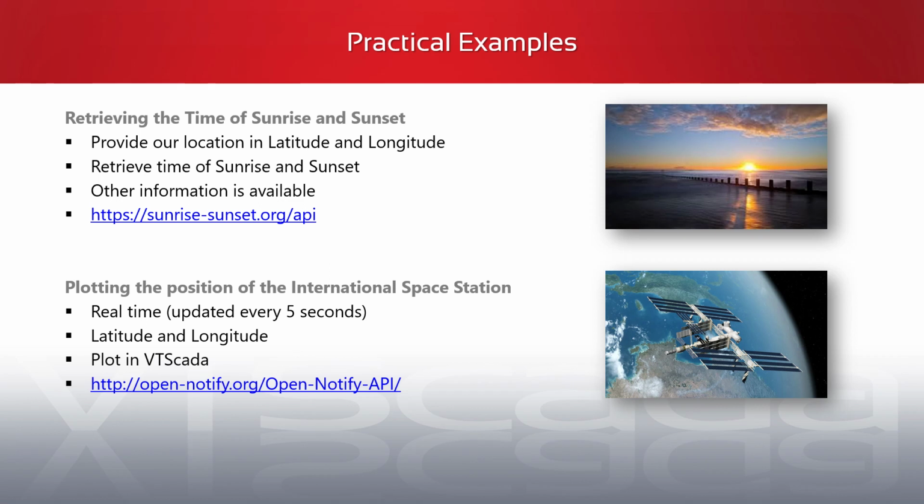And then the second one, a little bit of fun, but I wanted to show some more real-time style data transfer. We're going to take a look at the position of the International Space Station, which is updated roughly every 5 seconds. Again, it's going to provide us a latitude and longitude of where the station is, and I'll show you how we can plot that in VTScada. This is provided by a third party, opennotify.org. I'd welcome you to take a look at their terms of use just to make sure that you don't overload their servers. So what I'm going to do here is switch to a live demonstration.